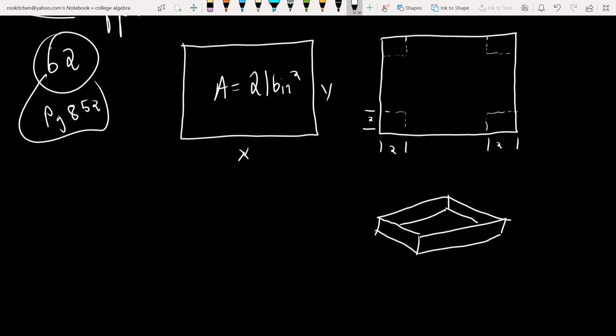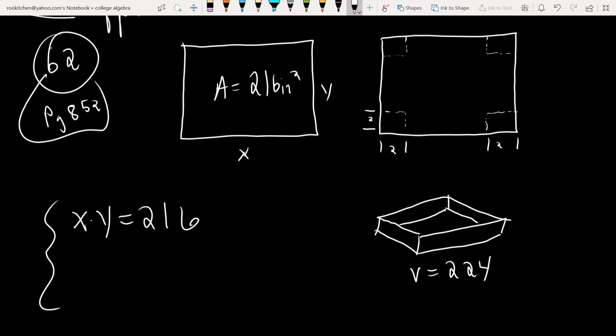Okay. So we want to figure out what is the x and y. They also tell you that the volume of the box is 224. Okay. So from the area and the volume, we can figure out some equations and build a system of equations. So the area equation is x times y equals 216. So I got one equation.